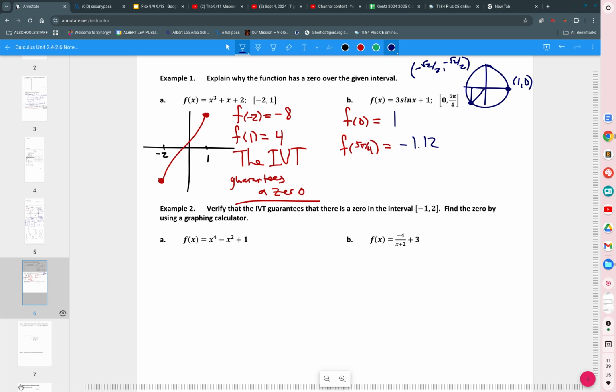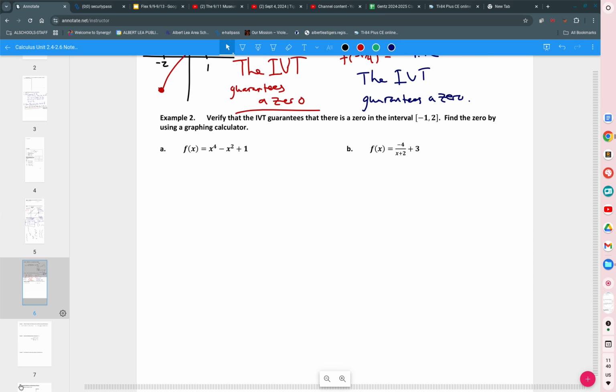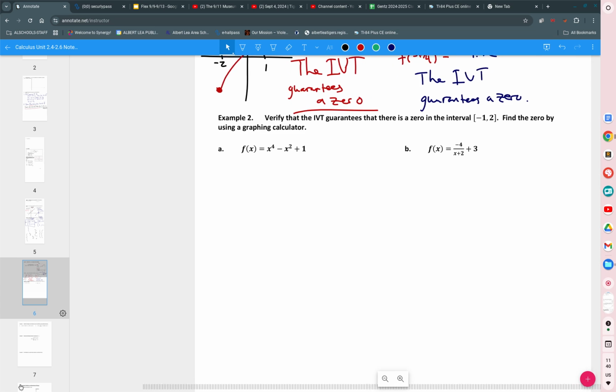Okay. So if I start above and then I drop below, is there a 0? Yes. The IVT guarantees a 0. We have example 2 and example 3 is it, so we'll probably get example 2 done before the bell. We'll see about example 3, but then you guys will have time to work. Verify the IVT guarantees that there is a 0, and then find the 0 by using a graphing calculator.